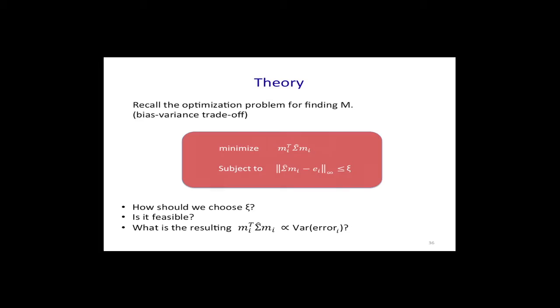Okay? So in order to address these questions, I make the following assumption, that the rows of X are IID. So different patients are treated as an IID sample, and they are coming from some sub-Gaussian distribution with covariance sigma. Sub-Gaussian includes a much larger family of distributions than just the Gaussian.